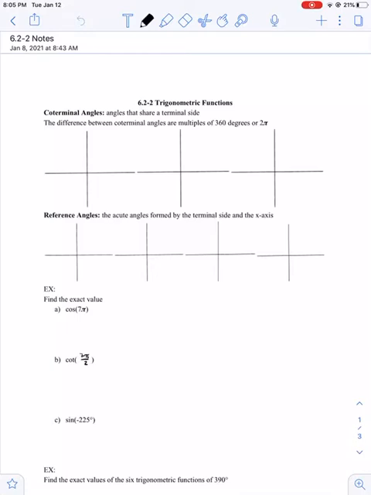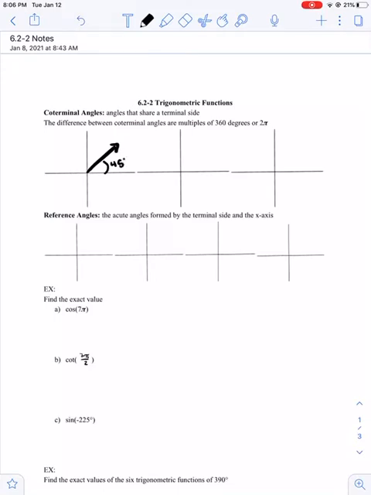And the important thing to remember with coterminal angles is the difference between them is 360 degrees or 2 pi, because 360 degrees in radians is 2 pi. So we're just going to draw up a couple examples here. And so I'm just going to use the angle of 45 degrees.